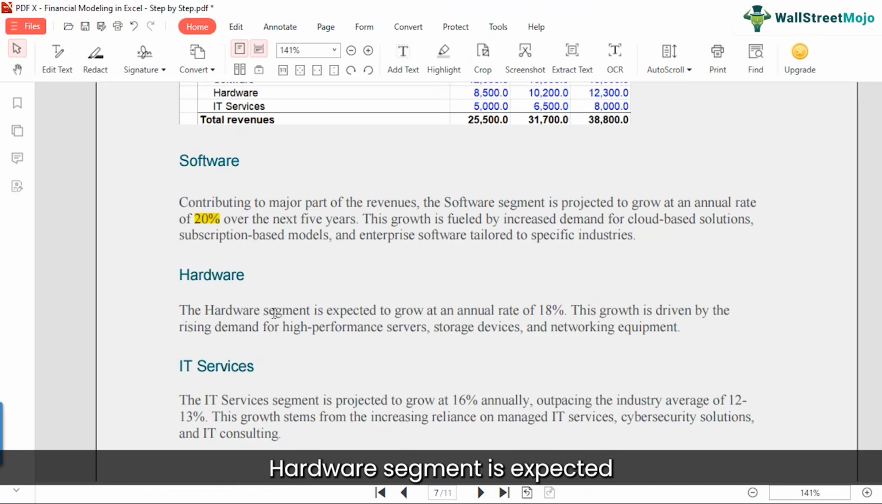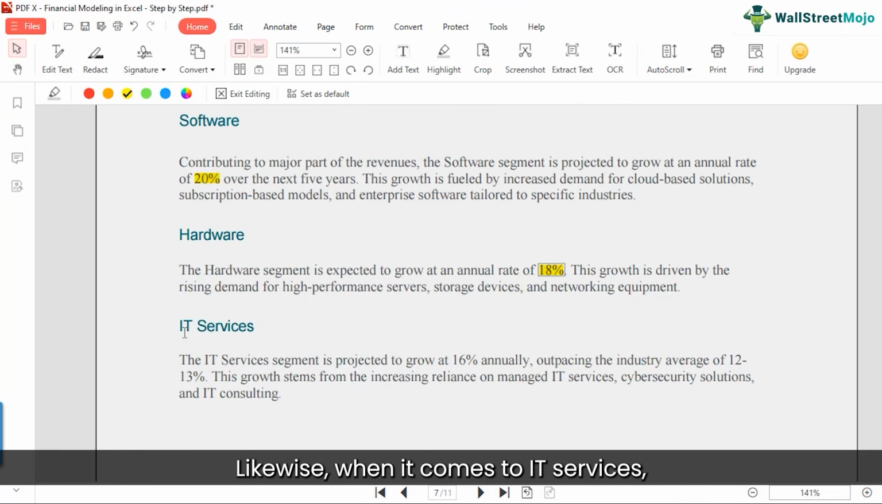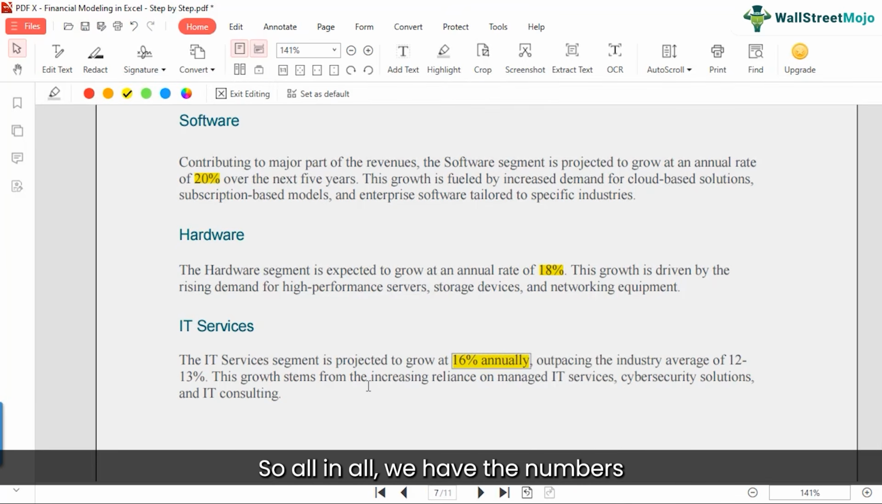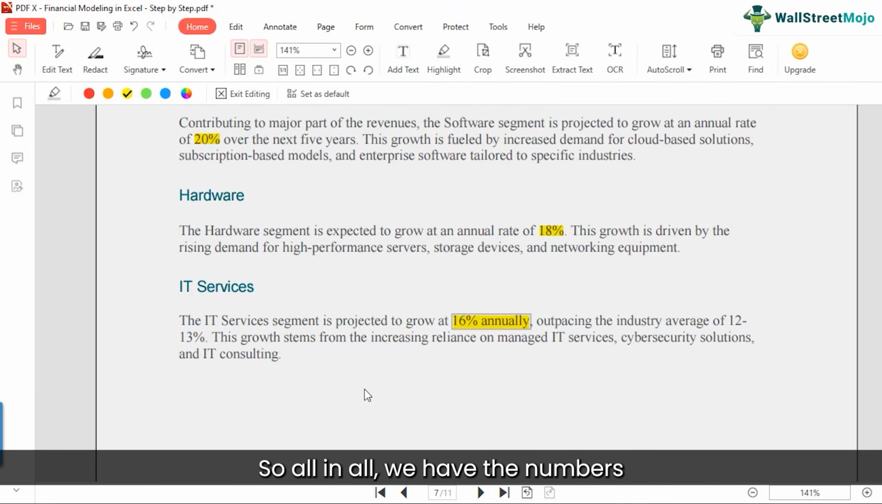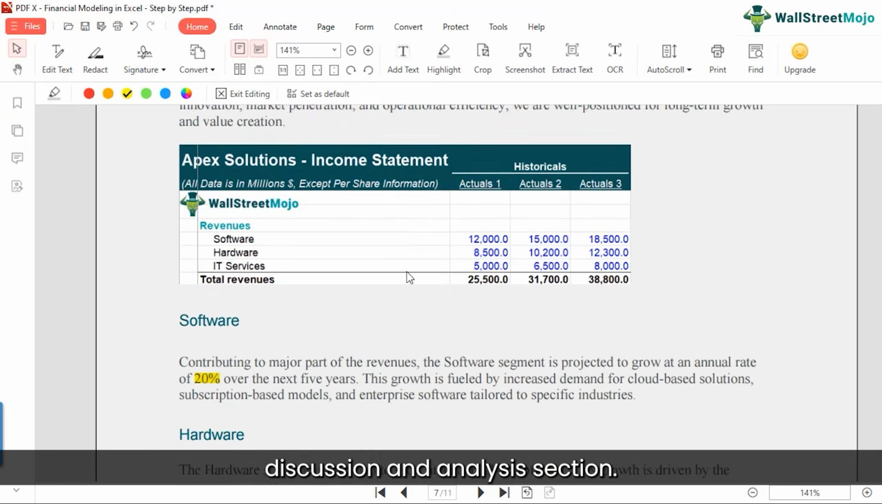How about hardware? The hardware segment is expected to grow at an annual rate of 18%. The growth is driven by rising demand for high performance servers, storage devices, and networking equipment. Likewise, when it comes to IT services, the demand will grow by 16% annually. So all in all, we have the growth rates for the next 5-year period, and all of this is available in the management discussion and analysis section.